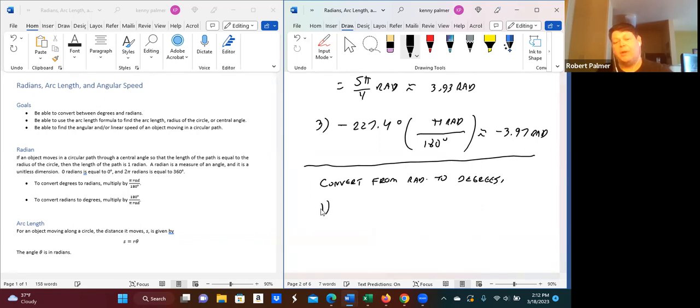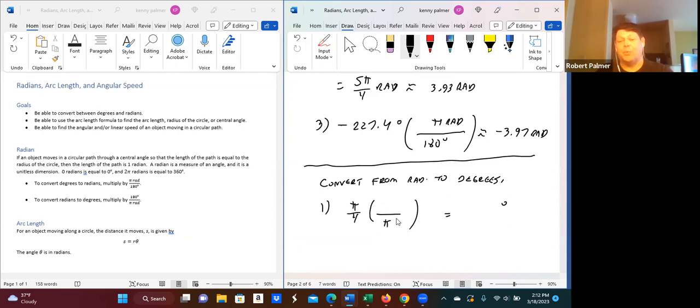Okay, so number 1, let's do pi over 4. As we'll see, this will be a very common angle. So what I'm going to do here, the same way, we essentially want to use this equivalency, pi and 180, and we're just going to flip it the other way. Multiply by 180 over pi, because we want our answer to be in degrees. And so to make it degrees, we need the radians to cancel out.